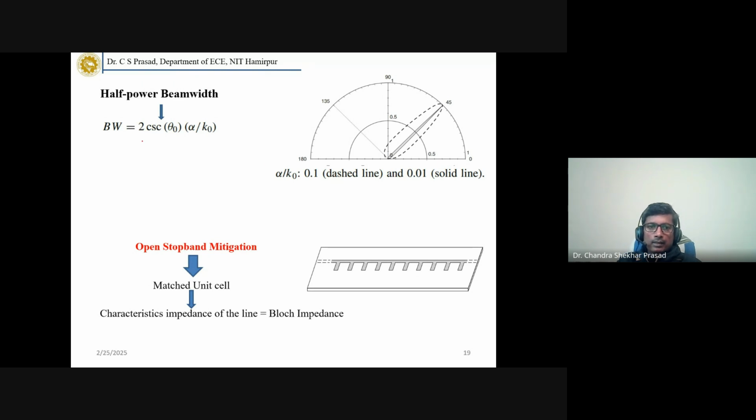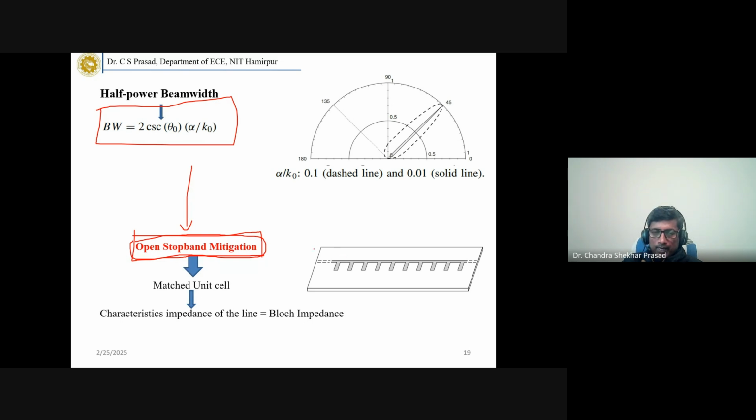Similarly, we can use this relation to calculate the half power beam width. Now coming to the main challenge of leaky wave antenna design. The main challenge is the open stop band. We have to mitigate this open stop band phenomenon to have radiation in the broadside direction. So how do we mitigate this?